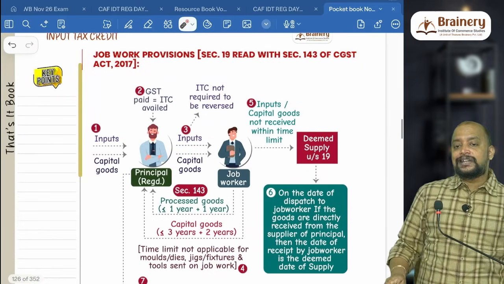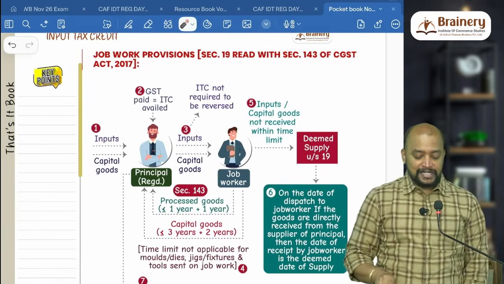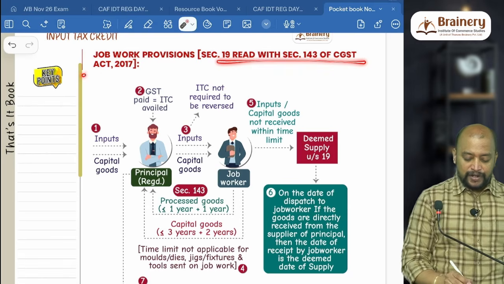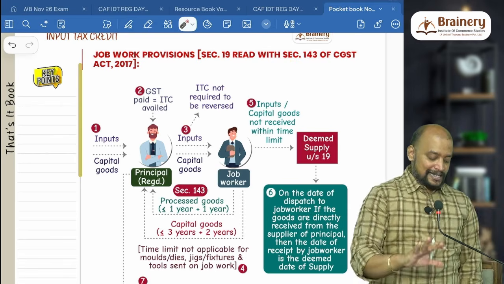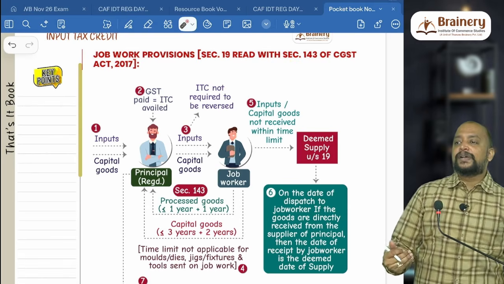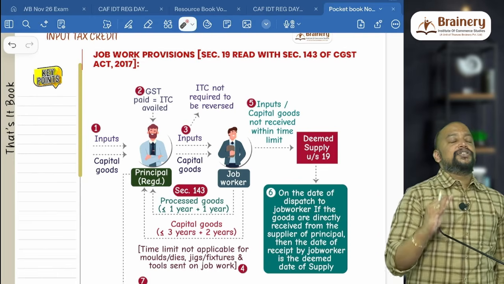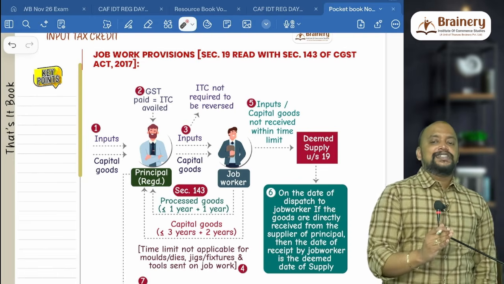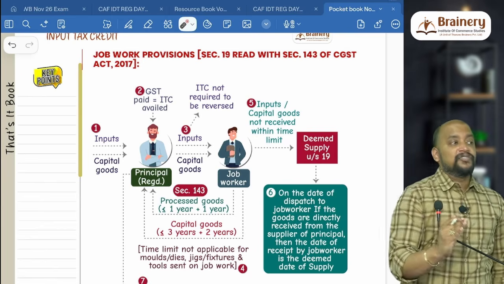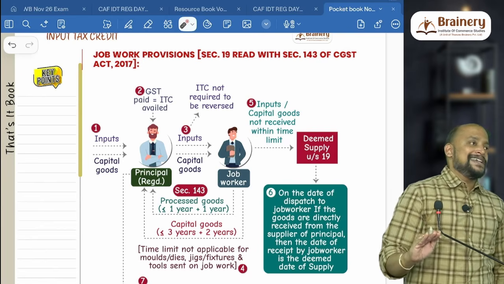Then section 19 deals with job work provisions, section 19 read with section 143 of the CGST Act. The same chart we saw. First, the principal will buy the inputs and capital goods. Second, they will avail ITC on the inputs and capital goods. And these inputs and capital goods are sent for job work. They don't have to reverse any ITC.